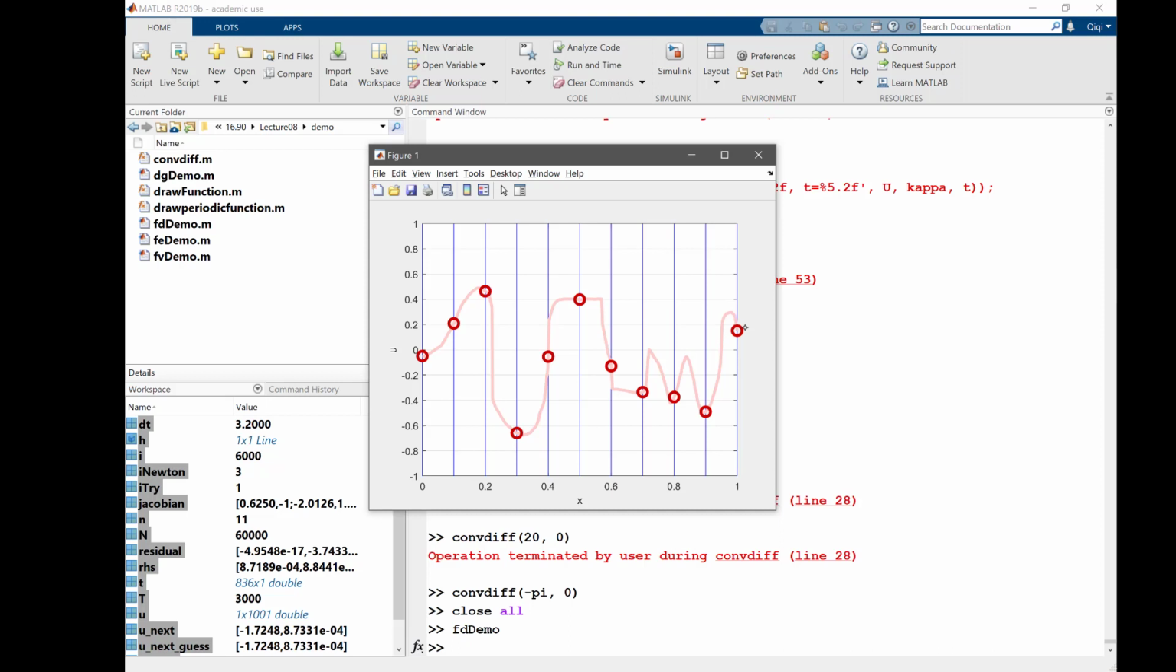So here, the original function is still shown in red, but the points are what finite difference actually keeps track of. So if you use finite difference, you don't care what's actually in between these grid points, right? You only care about the value of the function at these points. You don't care about anything between. It's very different from finite volume.